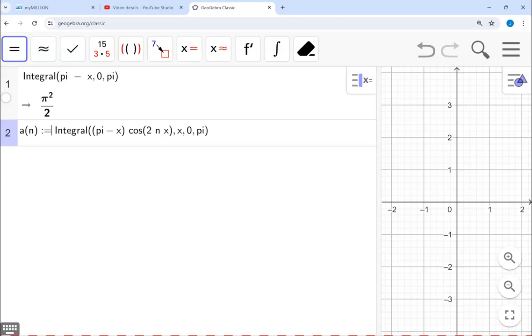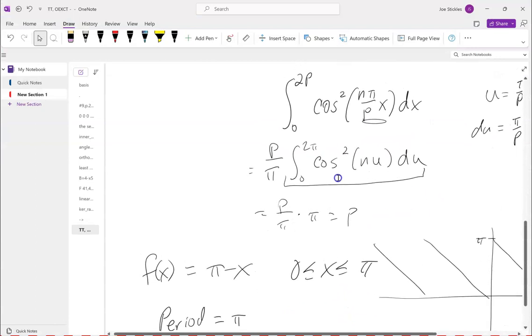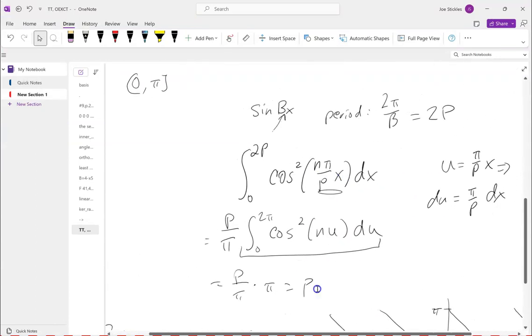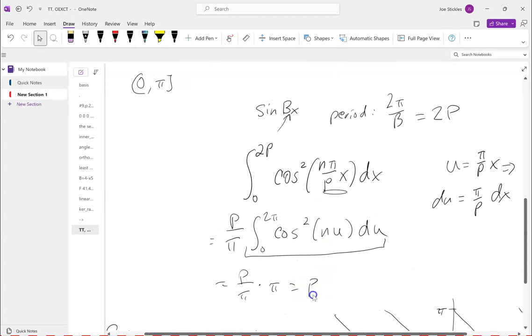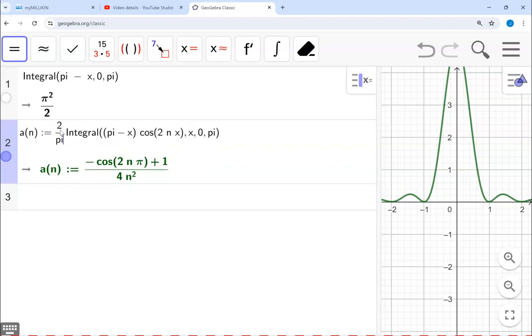So let's go look over here. If we look over here, we said that the answer turns out to be p when we're done. So we have to divide by p, or half the period, okay? So if I go back over here, what do we want to divide by? It'd be 1 over pi over 2, or multiply by 2 over pi.